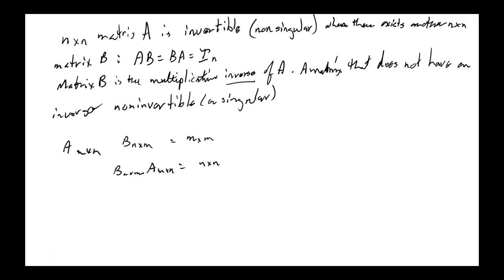And here is the next theorem, and I think I'll do this on a clean page, okay? All right. If A is invertible, okay, A is an invertible matrix, then its inverse is unique. That means you can't have two different inverses out there for a single matrix A.